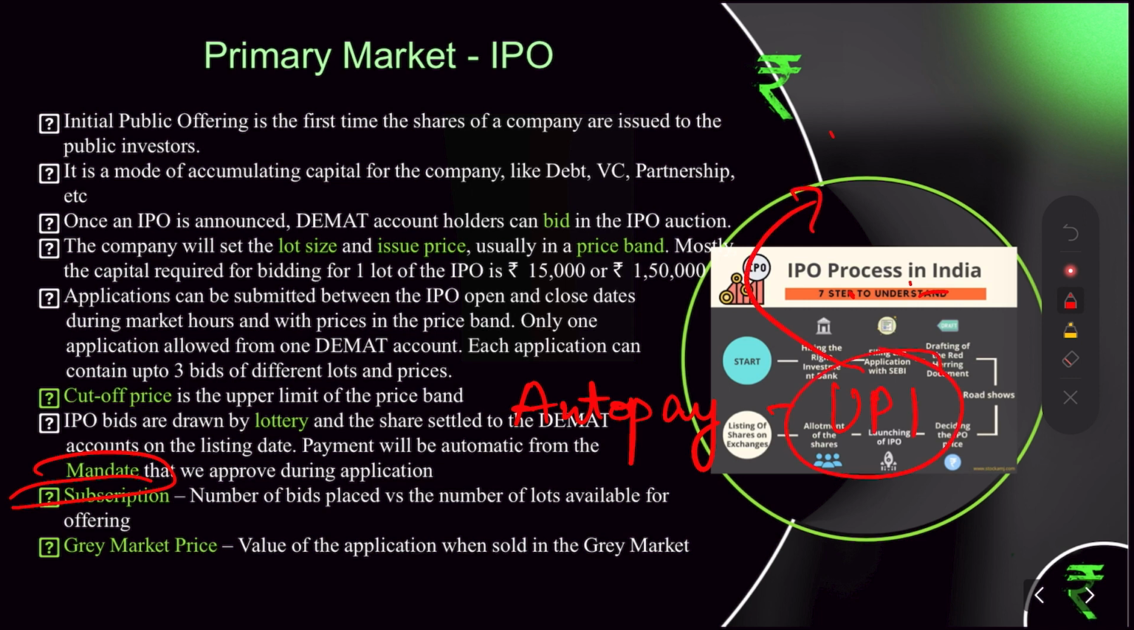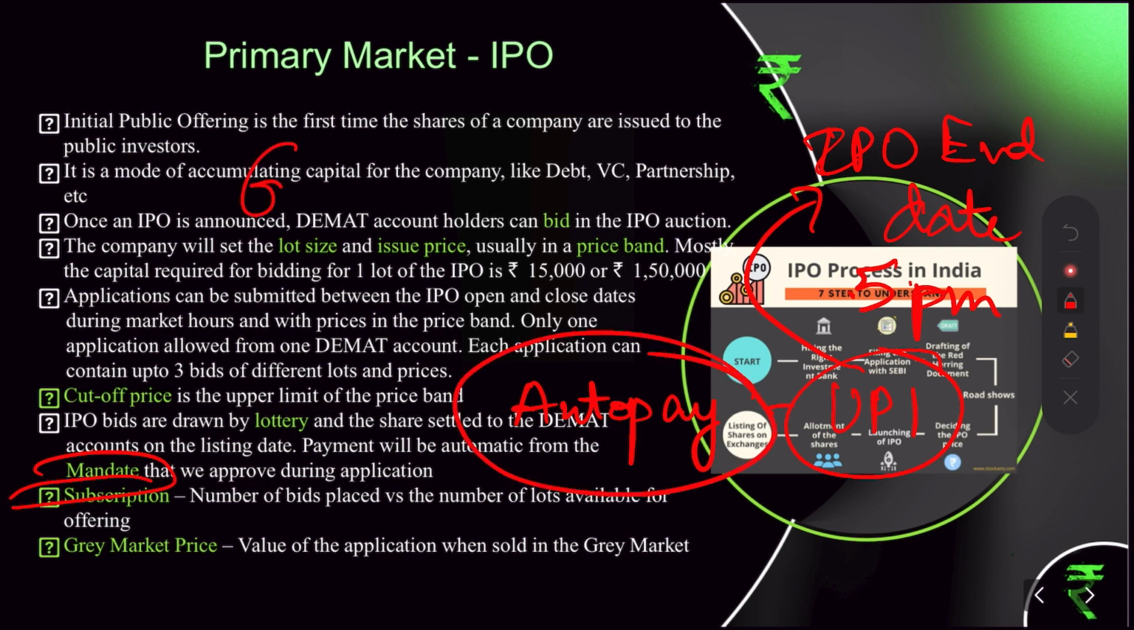This also has to be done before the IPO end date. Before the IPO end date, 5 p.m., you have to approve your autopay mandate. You have to log into your Google Pay account or any UPI account that you have mentioned, and it will ask to block 15,000 Indian rupees, or based on the number of lots, 30,000, 45,000 multiples. Based on that, it will ask you to block a certain amount for autopay.